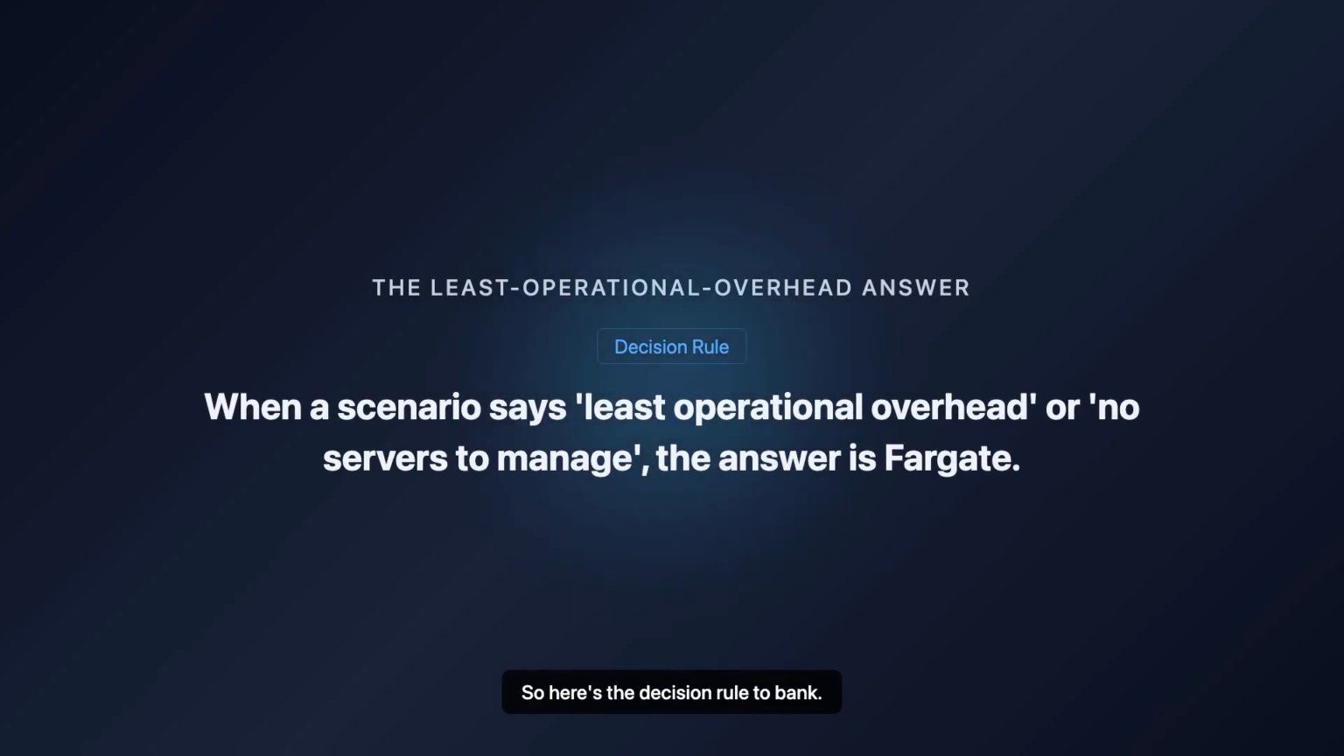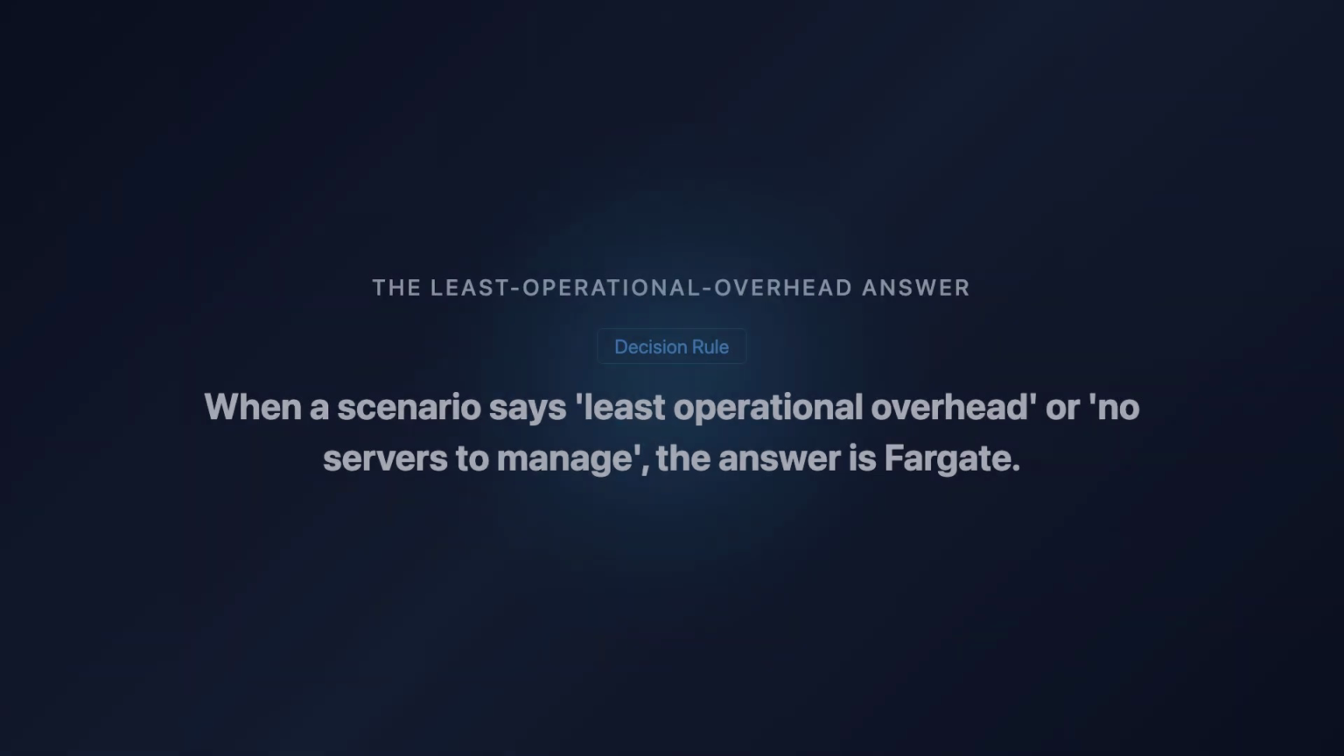So here's the decision rule to bank. When a scenario says least operational overhead, or no servers to manage, or minimal infrastructure to run, that qualifier points straight at Fargate. And it points there regardless of which orchestrator you chose. Least overhead on ECS means ECS on Fargate. Least overhead on EKS means EKS on Fargate. The qualifier drives the compute axis, not the orchestrator axis.